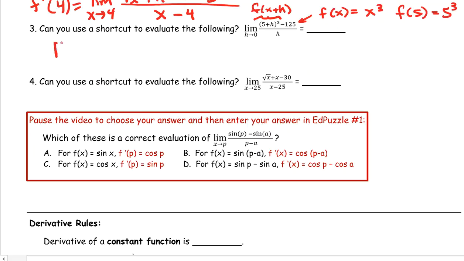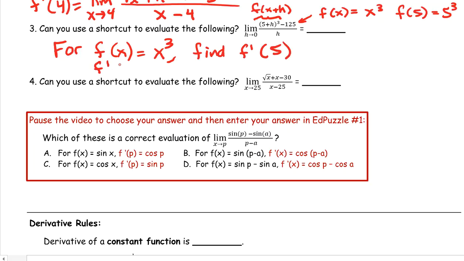So what we're really saying here is that for f of x equals x cubed, we are finding f prime at 5? Well, we know by the power rule shortcut that f prime is 3x squared. So we would be able to quickly come up with the answer, 75. I think we've done that problem before.